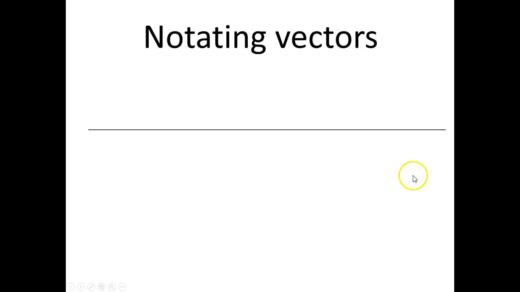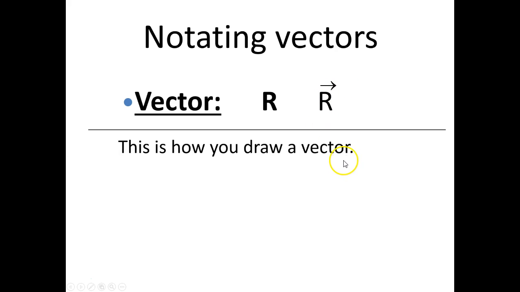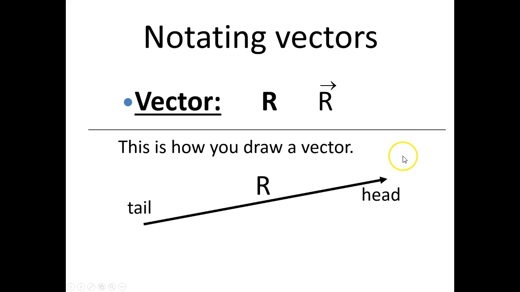For notating vectors, typically what we do is we either use a bold capital letter, or sometimes a lowercase letter, or we can just use an arrow on top, and that's how you draw a vector. So here this vector R is pointing up and to the right.